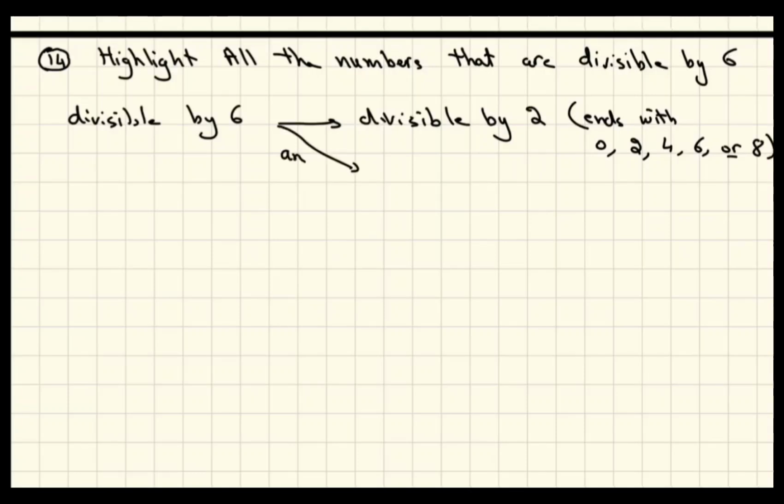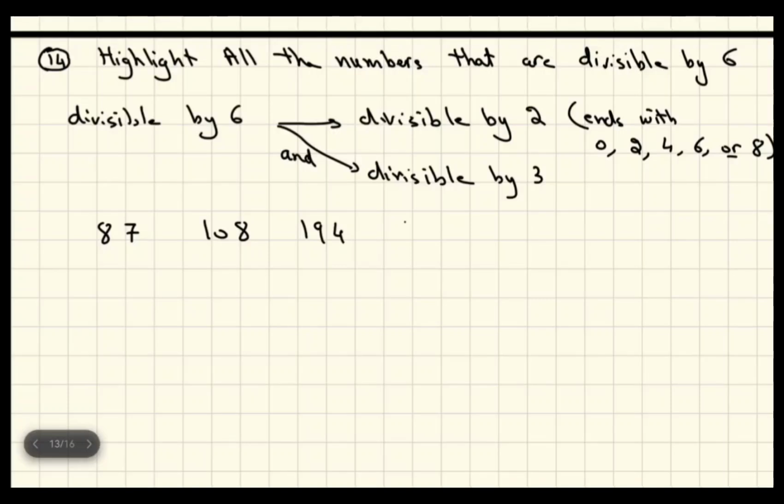And you check both if it's divisible by 3. By 3, as I said, we add the digits and then we check if the number we get is divisible by 3. So let's check these numbers. We have 87, we have 108, we have 194, 246, 312, 315.